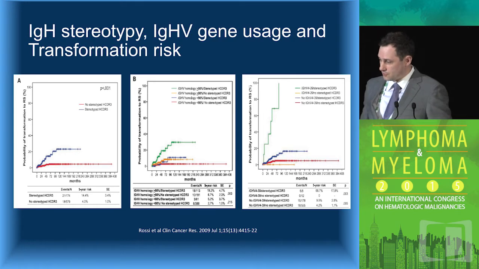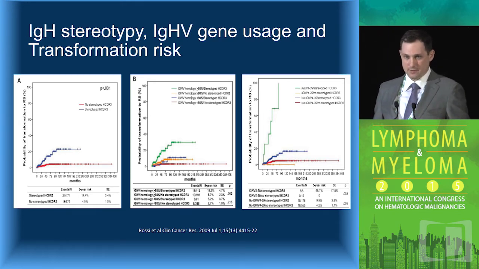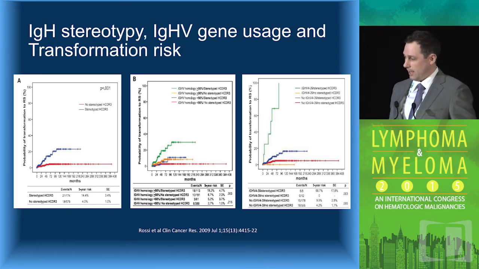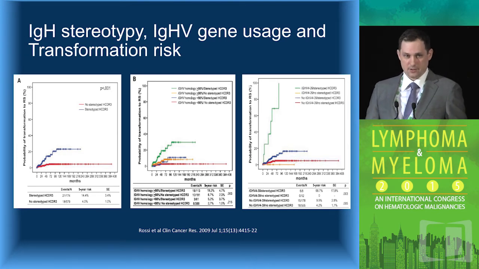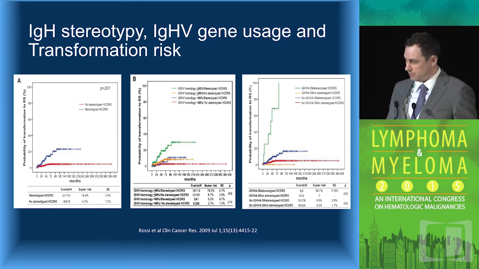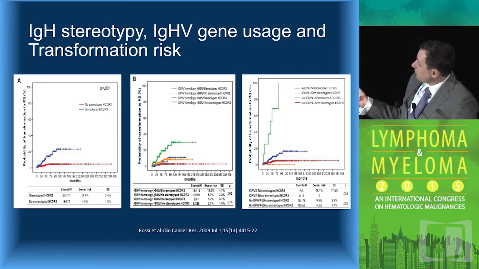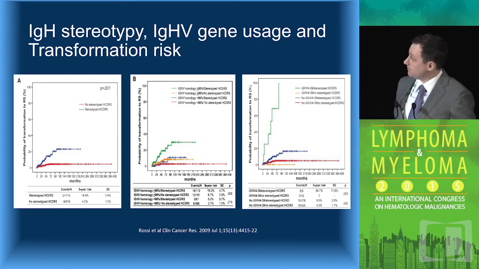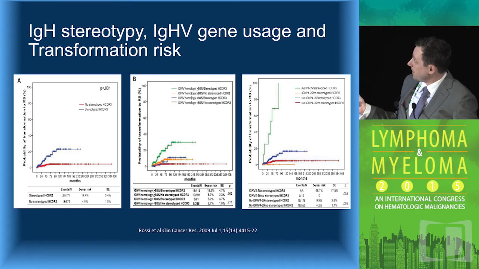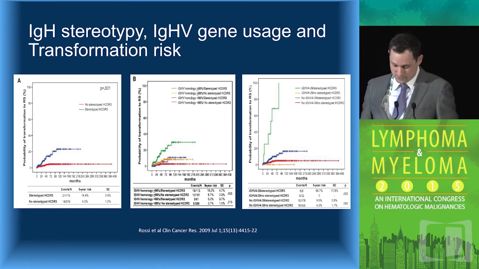When you start to look at mutational status of the V gene and then incorporate whether or not it's on a stereotyped B-cell receptor or immunoglobulin chain, you then again can stratify patients. And again, those with unmutated V genes along with stereotyped CDR3 regions also have this high risk of transformation at about 6 or 7 years, approaching this 20%.